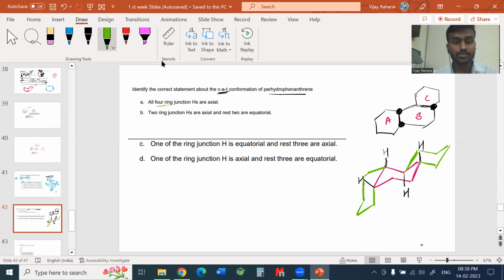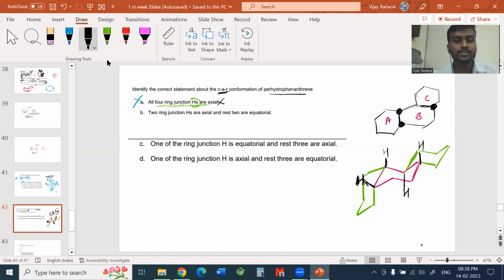All four ring junction hydrogens are axial. See, all are axial. Hydrogen axial, hydrogen axial. This one axial. Oh, see, this one is not axial. So the first option is the incorrect one, because this hydrogen is not an axial one, right? I'll draw here. All four ring junction hydrogens are axial: this is an incorrect statement. This hydrogen is equatorial.